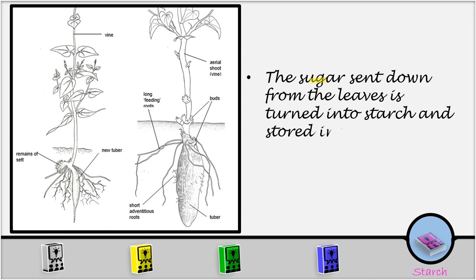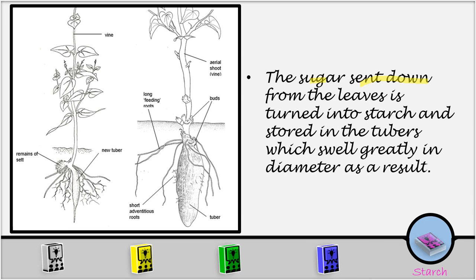The sugar sent down from the leaves is turned into starch and stored in the tubers, which swell greatly in diameter as a result. So all the sugar that has been produced up will be sent down, and when it is sent down, it is going to turn into starch. And when it turns into starch, the tuber is going to swell and increase in diameter.